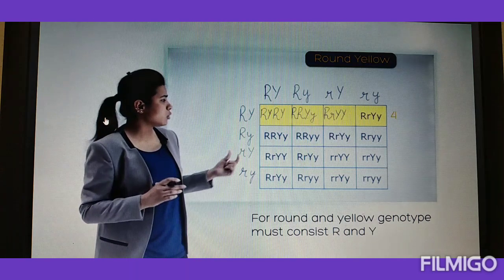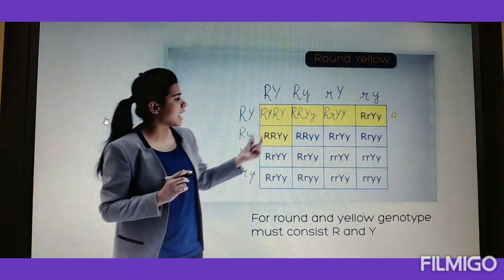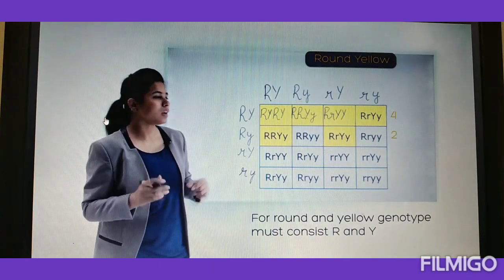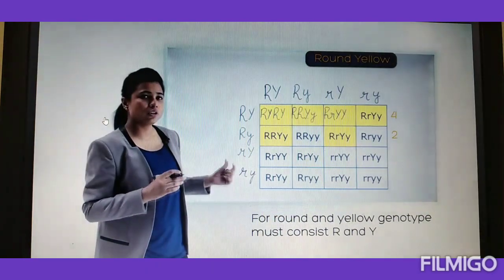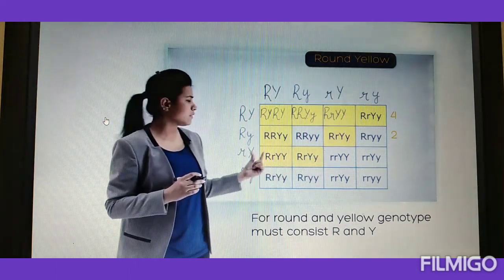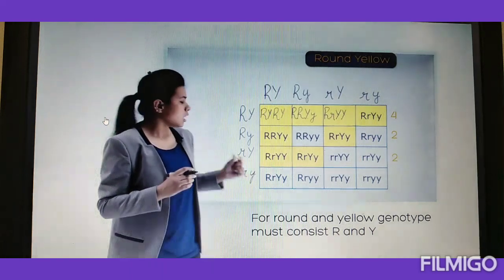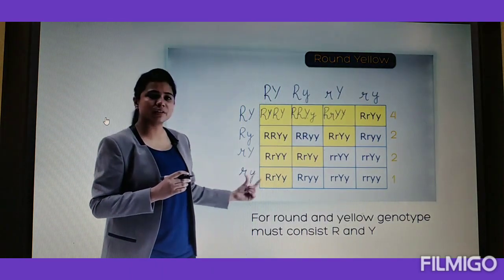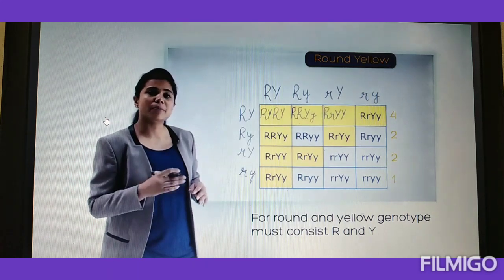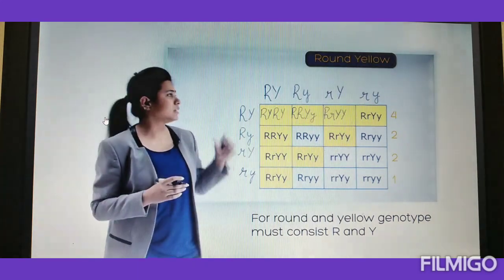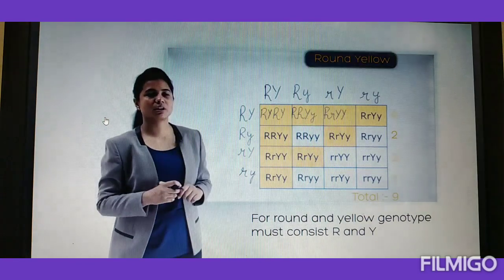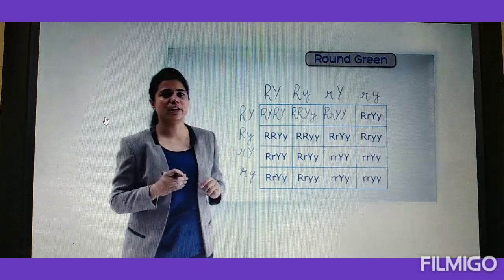Now in the second row, you can see that the first and the third cell have 1 capital R and 1 capital Y. Similarly, in the third row, you can see that the first cell and the second cell have capital R and capital Y. In the fourth row, you can see only the first cell has capital R and capital Y. Now, if I mark all the round and yellow in this Punnett square and count them, it comes out to be 9. Now, let's count the round and green ones.